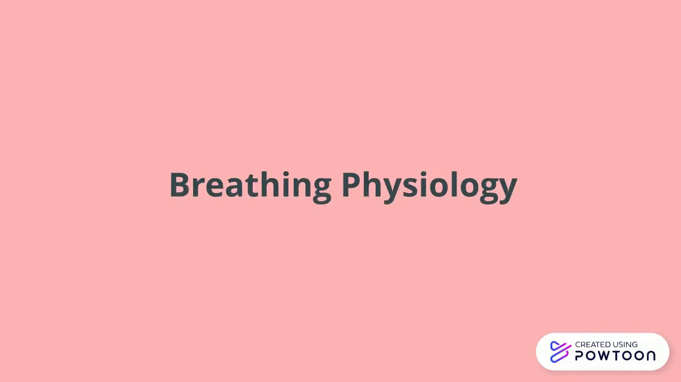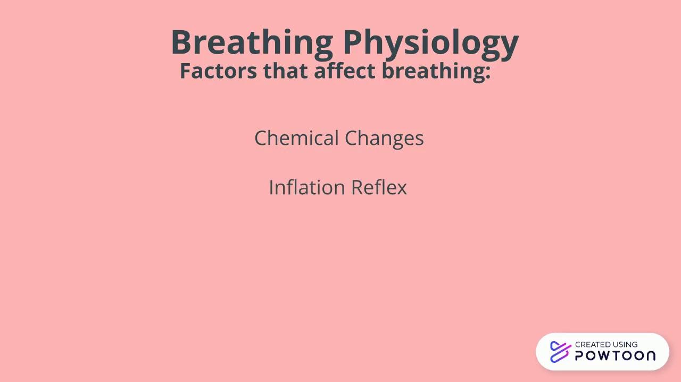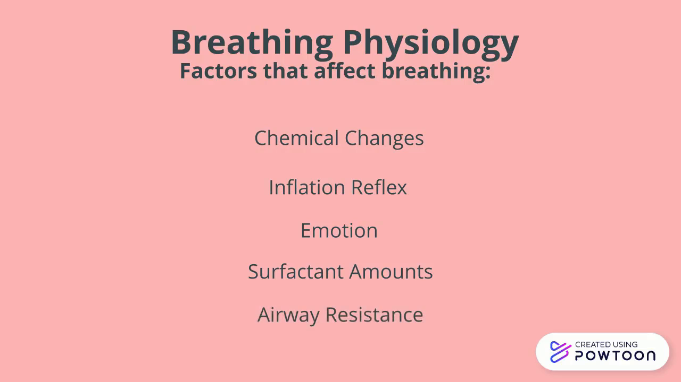Now let's talk about breathing physiology. The factors that affect breathing are chemical changes like those that affect pH, inflation reflex from the stretching of lung tissues, emotion that causes hyperventilation, surfactant amounts, and airway resistance. Now we'll look at the respiratory system's regulation and control. The medulla sets the rhythm and the pons moderates pace.